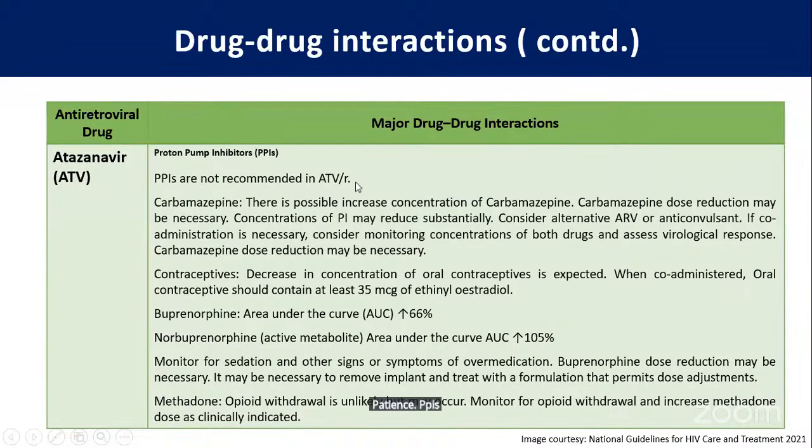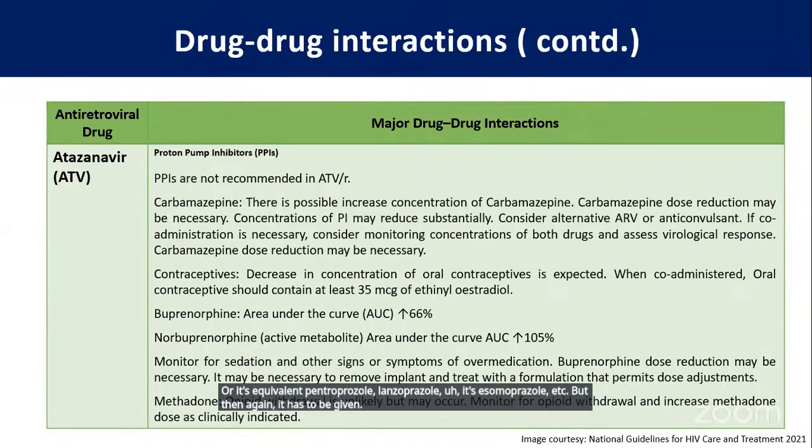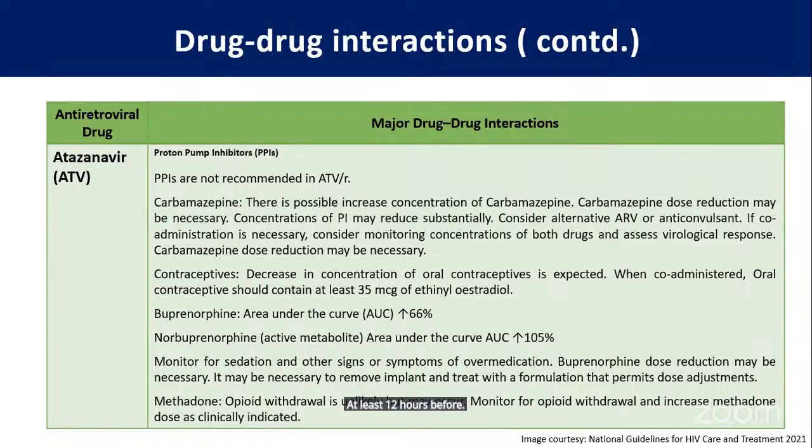PPIs are not recommended with atazanavir-ritonavir because of drug-drug interaction. If someone has to use one, in PI-inexperienced patients, one can use a maximum of 20 milligram of omeprazole or its equivalent, pantoprazole, lansoprazole, esomeprazole, etc. But again, it has to be given at least 12 hours before. PPIs and atazanavir-ritonavir have to be separated by at least 12 hours.